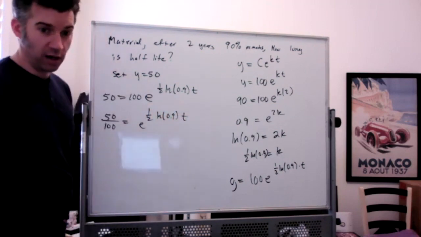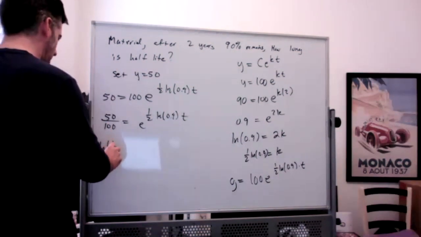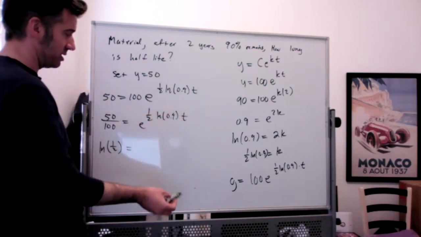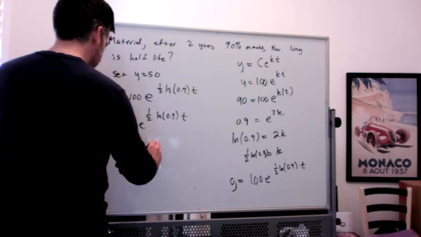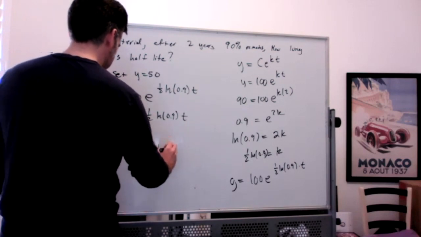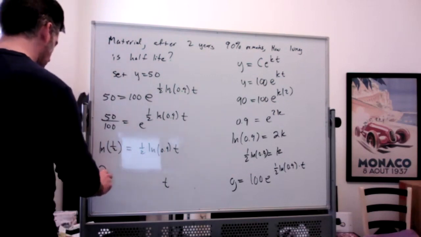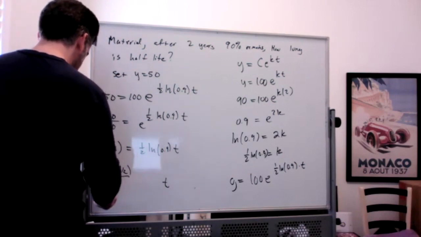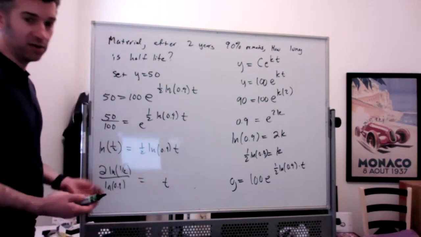Take the natural log of both sides. 50 over 100, that's the natural log of 1/2. The natural log of e to the stuff is just the stuff. So this is going to be 1/2 natural log of 0.9 t. Solving for t, multiply both sides by 2. Divide both sides by the natural log of 0.9. That's how you find the half-life.